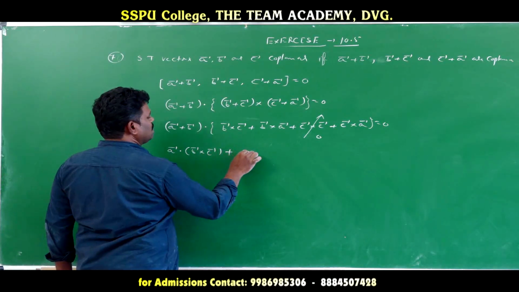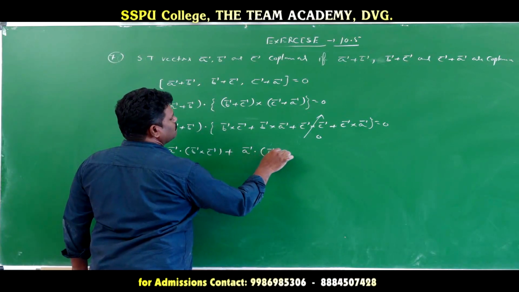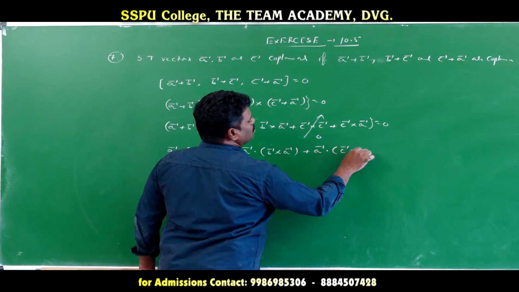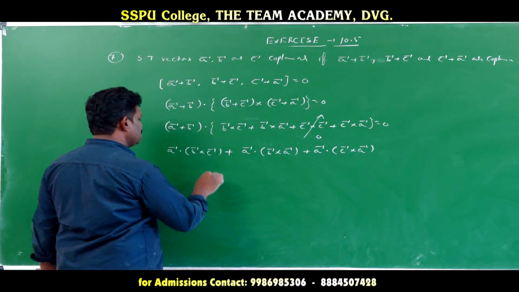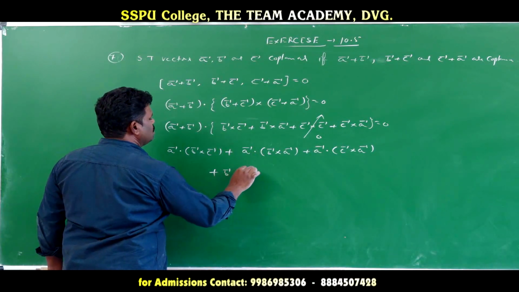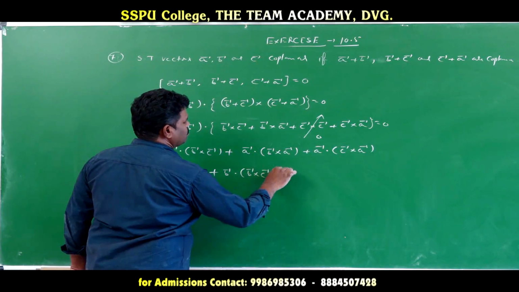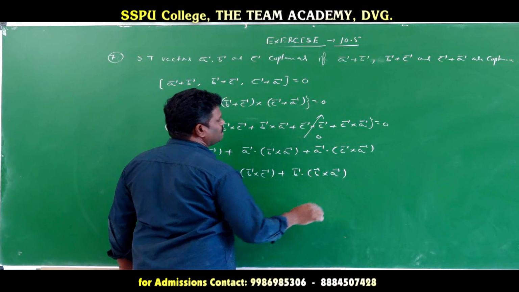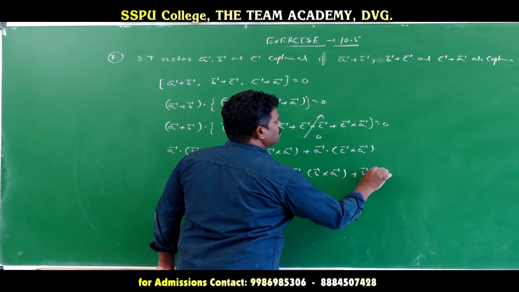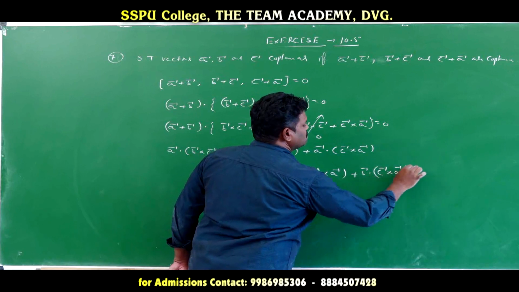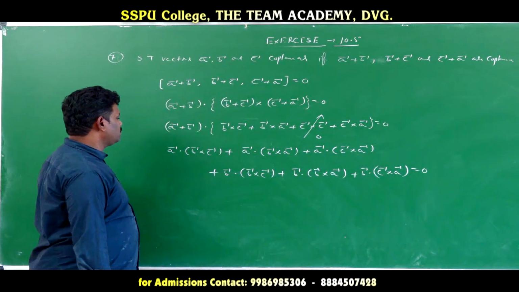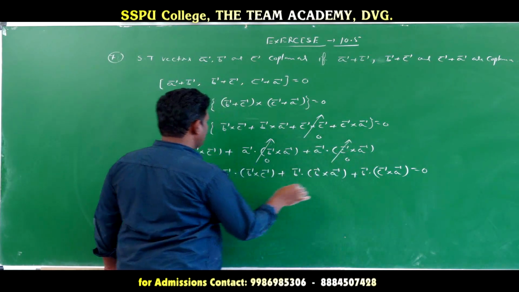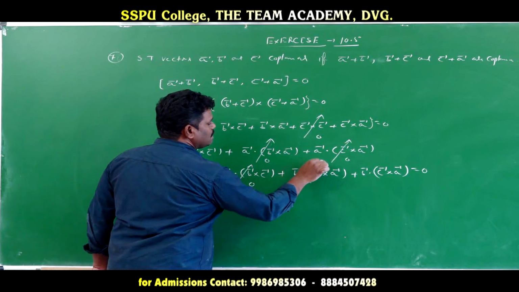Plus a bar dot this value c bar cross a bar, okay? Plus again what we will see: b bar dot this value b bar cross c bar plus b bar dot b bar cross a bar plus again this value b bar dot c bar cross a bar is equal to 0. Already told, in same vectors the value is equal to 0. So 0, and this value also 0. Now this value also 0. Now this value becomes 0.